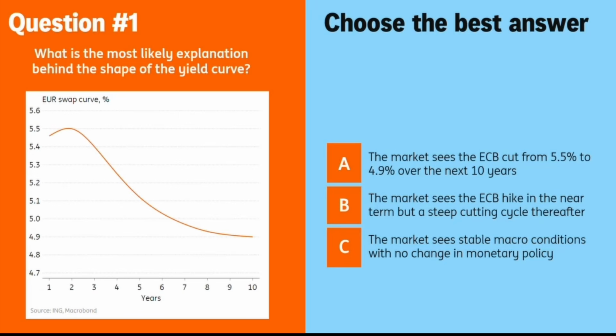Now I'm going to leave it to you. I've got a question. I took a yield curve from somewhere between now and the year 2000, and I've got 3 options on how to interpret this. Which is the most likely explanation? We've got A, the market sees the ECB cut from 5.5 to 4.9 over the next 10 years. Is it B, the market sees the ECB hike in the near term, but a steep cutting cycle thereafter? Or is it C, the market sees stable macro conditions with no change in monetary policy?